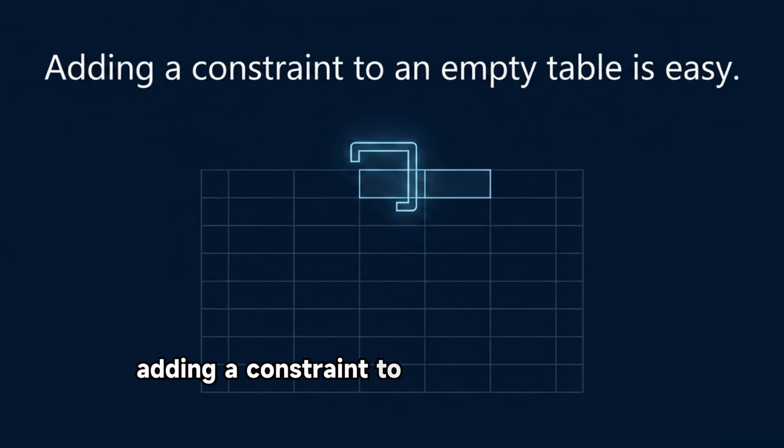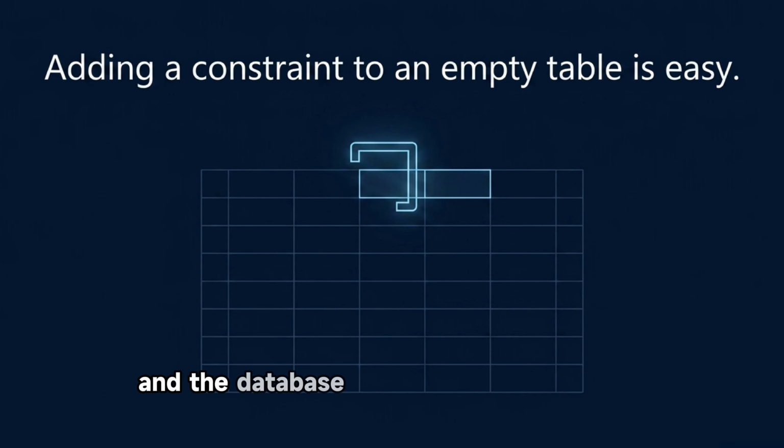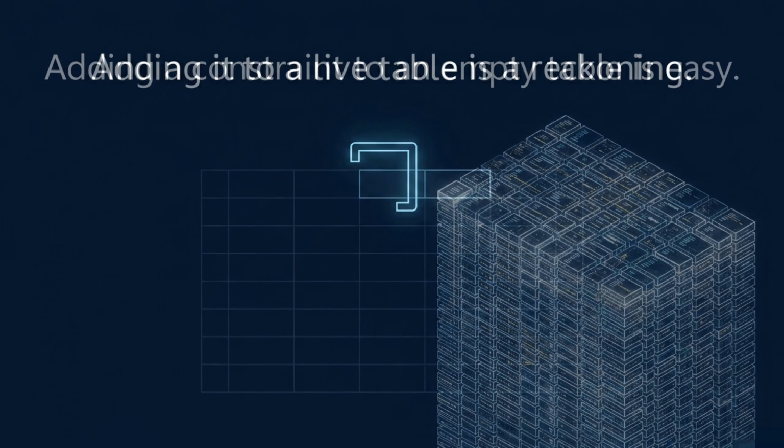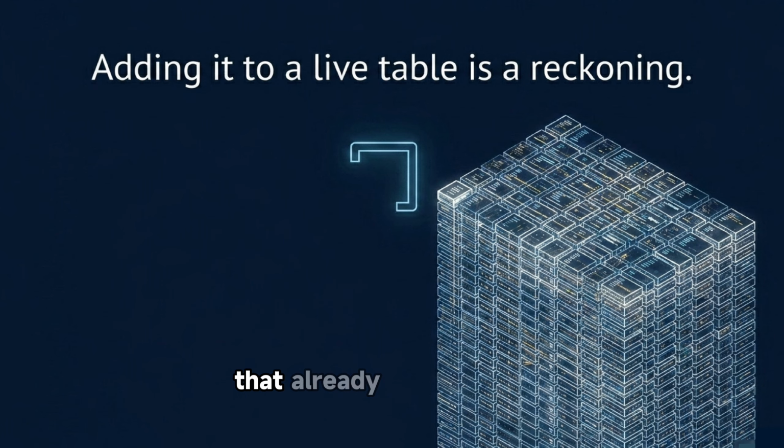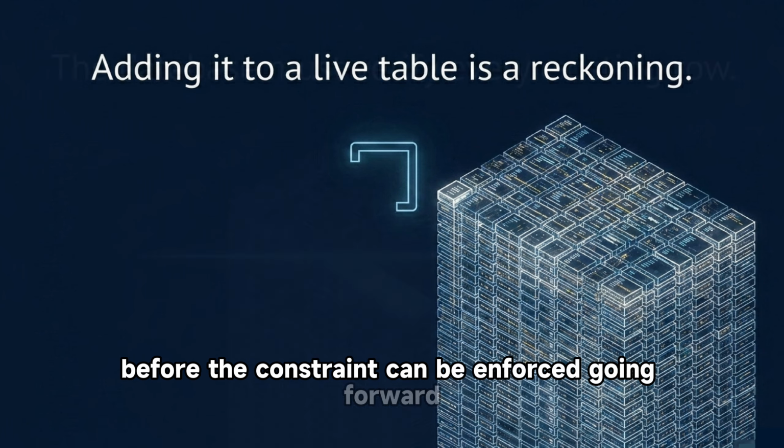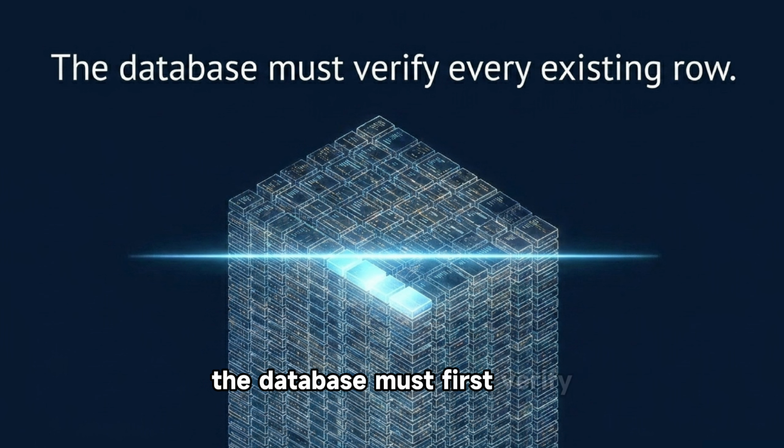Adding a constraint to an empty table is a declaration. You are telling the database what rules apply to future data, and the database notes this and moves on. Adding a constraint to a table that already contains data is something different. It is a reckoning. Before the constraint can be enforced going forward, the database must first verify that every row already in the table complies with the rule you are adding.